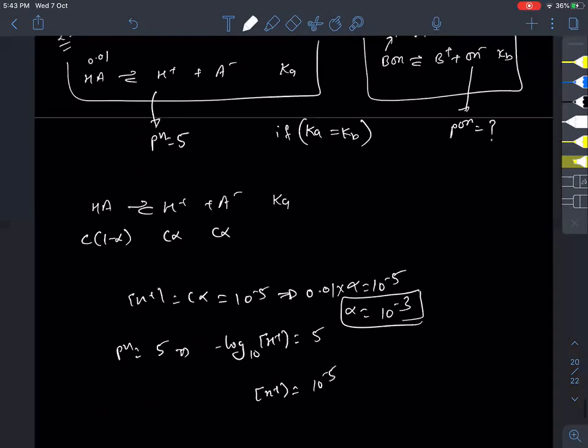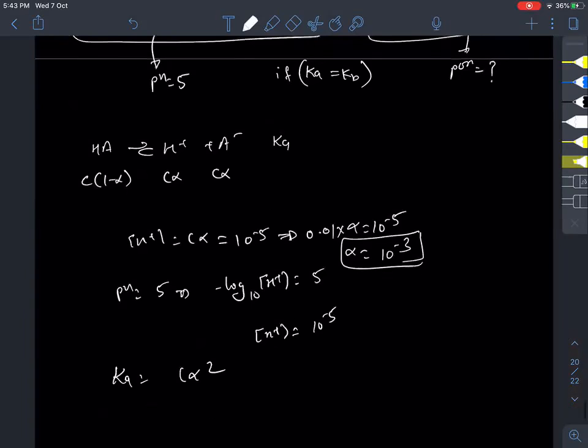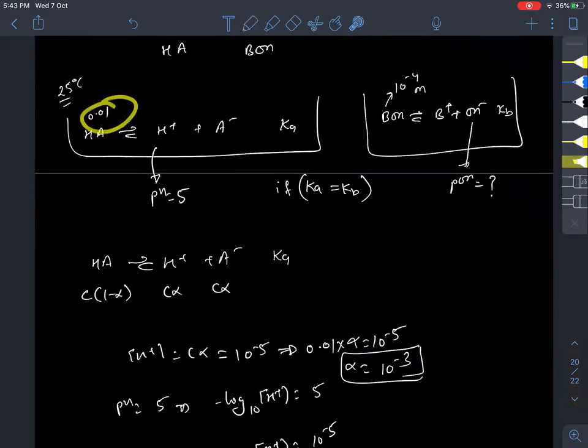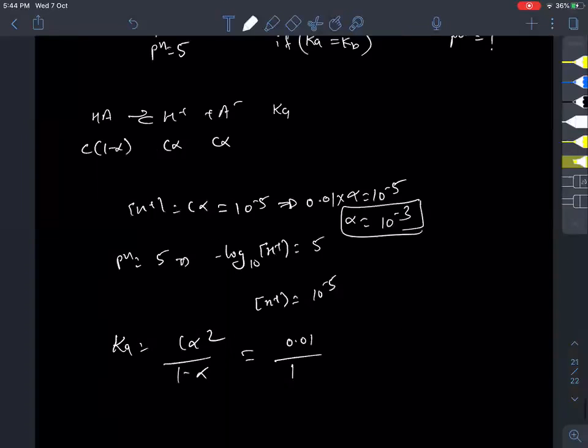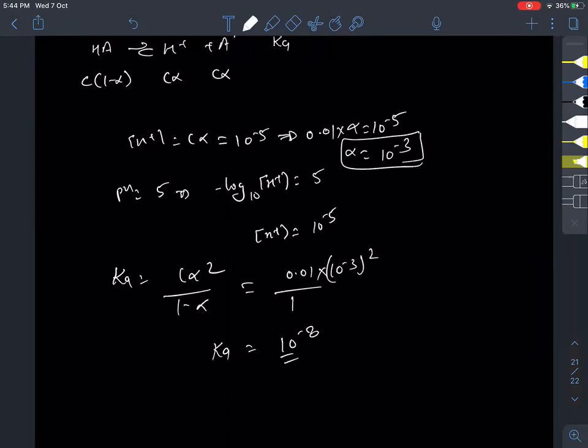And now let us apply it for the Ka. Ka will be C alpha square upon 1 minus alpha. Now look, the value of alpha is so low that in the denominator we can write approximately 1. And C, you already know, is 0.01, which is given here. And how much is alpha? Alpha is 10 to the power minus 3, multiplied by 10 to the power minus 3, whole square. So how much did we get? Minus 6 and minus 2, so we got 10 to the power minus 8. That's the value of Ka we have received.